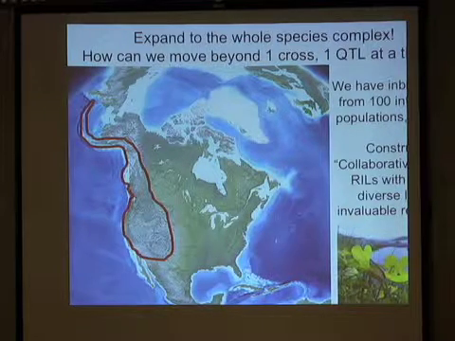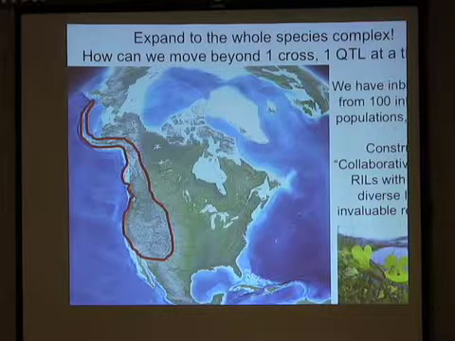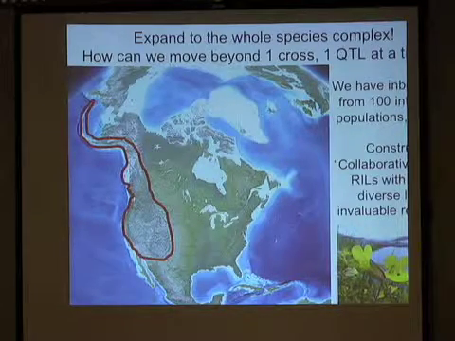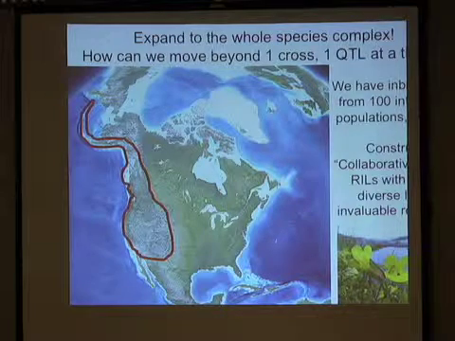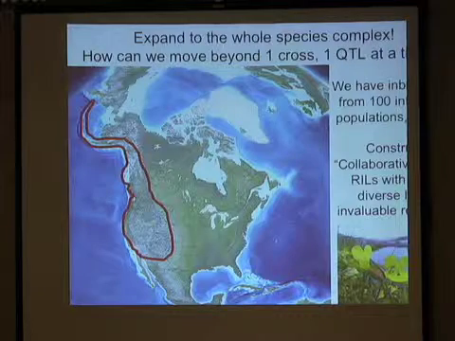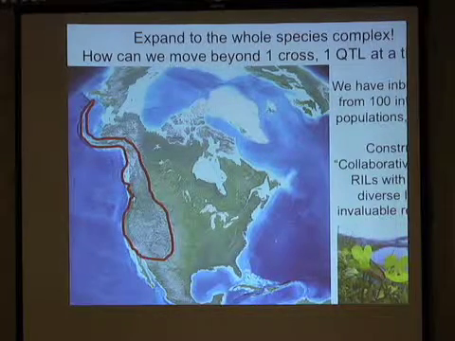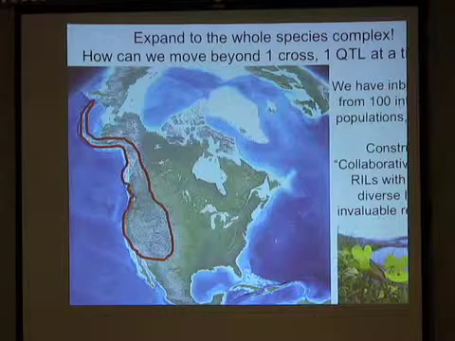So what we currently have is close to 1,000 inbred lines that we've extracted from well over 100 populations and closely related species, all of which are interfertile. These represent a tremendous range of adaptive variation within this group.